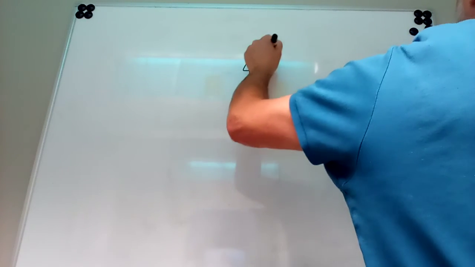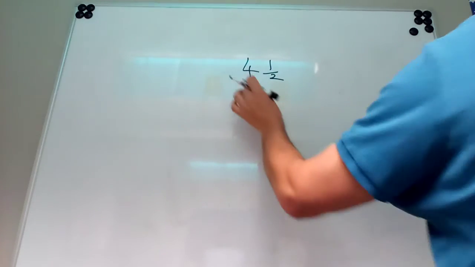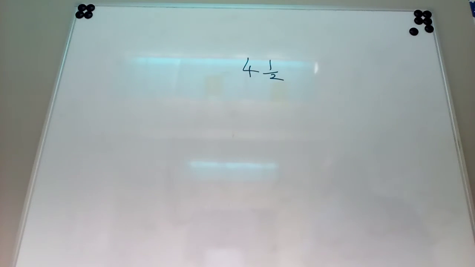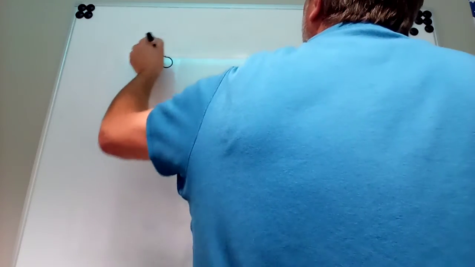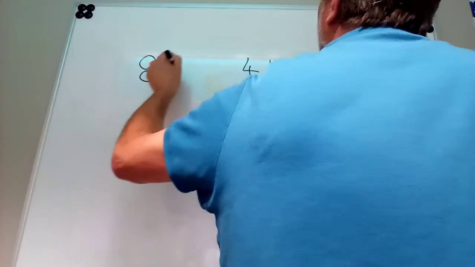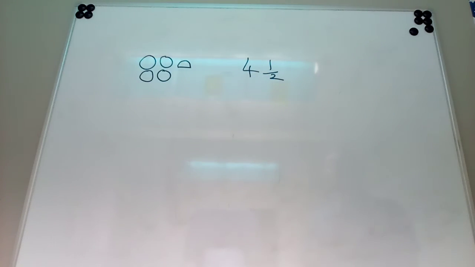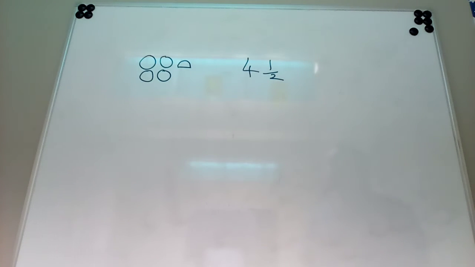So if we have 4.5 of something, we'll go back to pizzas again. Let's say we have 4.5 pizzas. You've got 4 whole pizzas, and here I go with my drawing again, and then you have half of a pizza. That would be 4.5. That would be what they call a mixed number, okay?